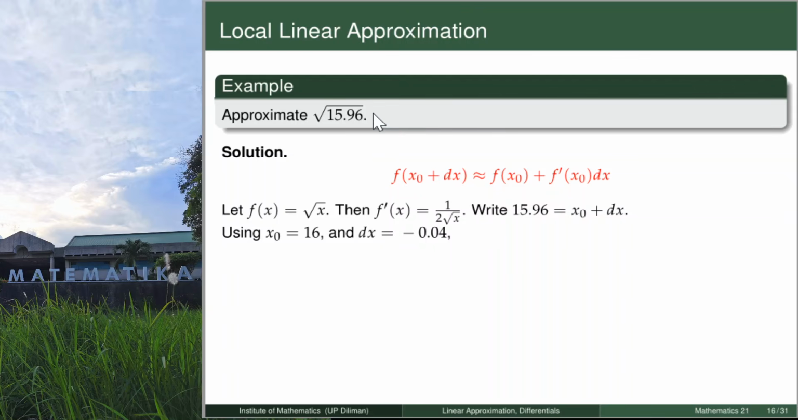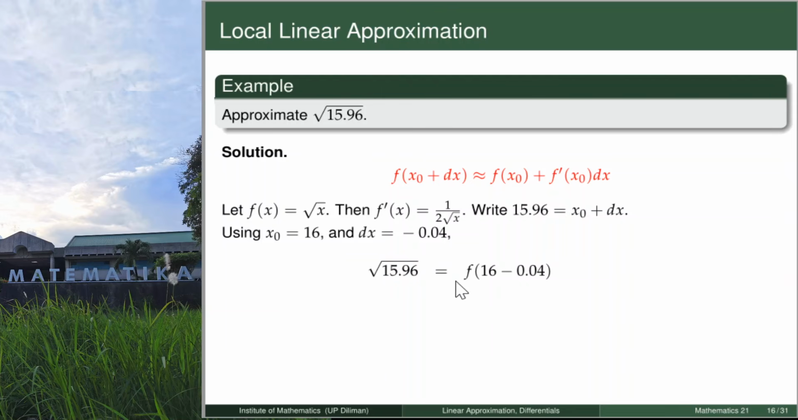First write the given constant that you want to estimate, and then write that as f of x naught plus dx. Is it true? So x naught plus dx is indeed what? 15.96, right? 16 minus 0.04 is 15.96. And if you plug that into your square root of x, then you get exactly this. So this constant is f of x naught plus dx, where x naught and dx are 16 and negative 0.04 respectively.